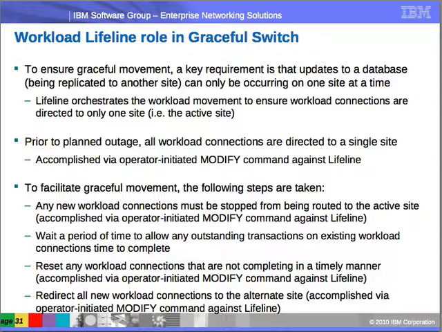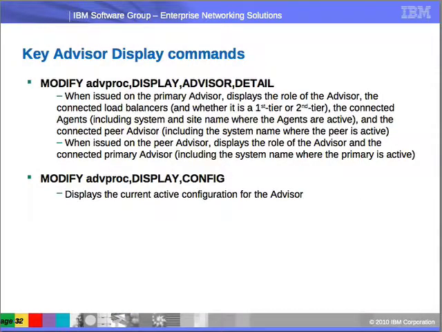So the first thing done is all workloads get directed to a site. This is accomplished by a modify command against a Lifeline advisor. To facilitate the graceful movement, new workload connections must be stopped. Again, a modify command against the advisor. You wait a period of time to allow any outstanding transactions on existing workload connections to complete. Next, you issue a modify command to force a resetting of any of these connections that did not complete in a timely manner. And then you can redirect all the new workload connections to the alternate site, again via a modify command against the advisor.